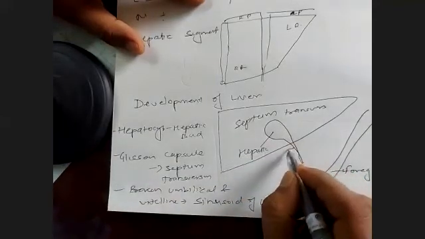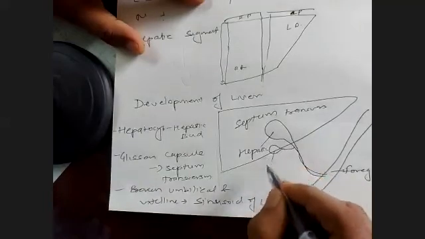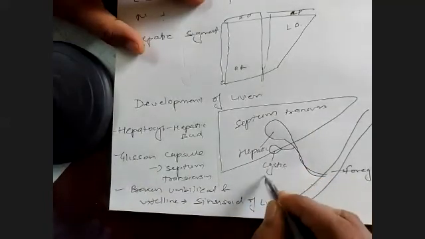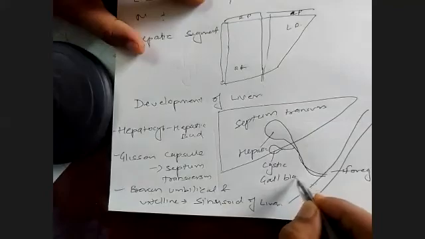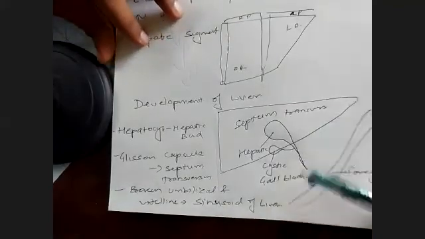This hepatic bud further divides into hepatic bud and cystic bud. From the cystic bud develops the gallbladder. In the exam, they ask development for 2 marks and they also ask for histology.